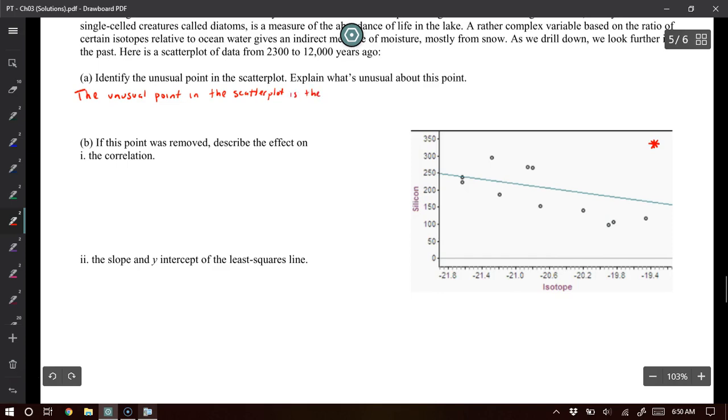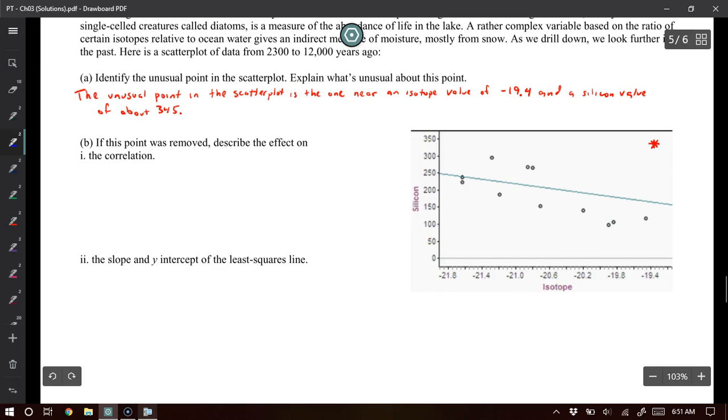is the one near an isotope value that looks like negative 19.4 and a silicone value of about maybe 345. So I identified the point. That's good. Now, why is this unusual?